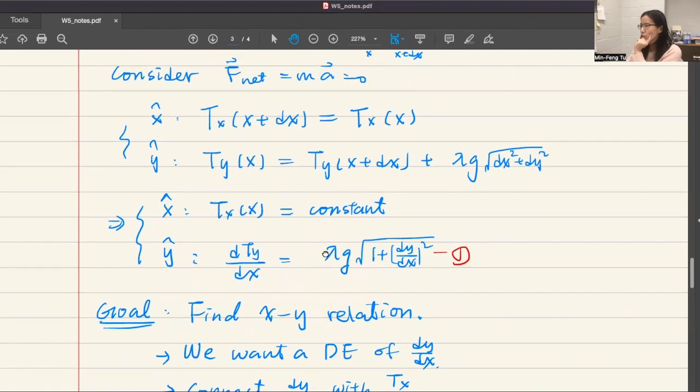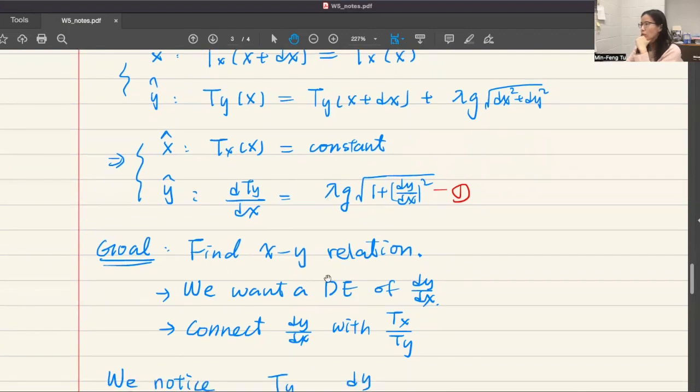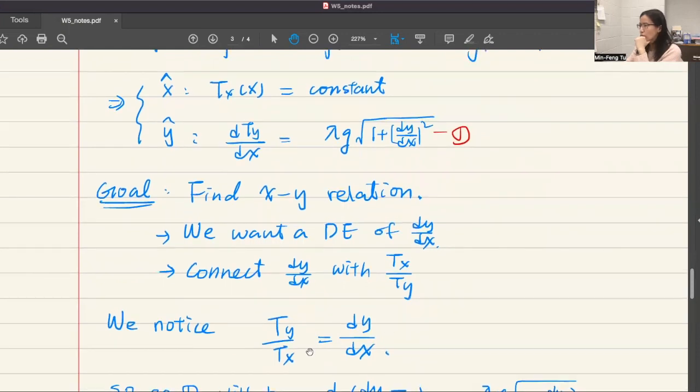Because our goal is to find the xy relationship, these two pieces of information don't seem very useful. They will be useful only if we can somehow engineer them to come up with a differential equation related to dy and dx. So how can we make the connection? How do we connect dy/dx to Tx and Ty? Actually, we notice that the tension is always along the tangent line of the rope, right?